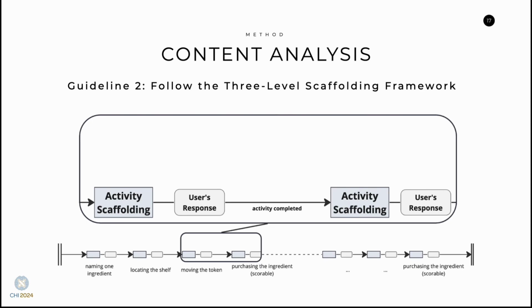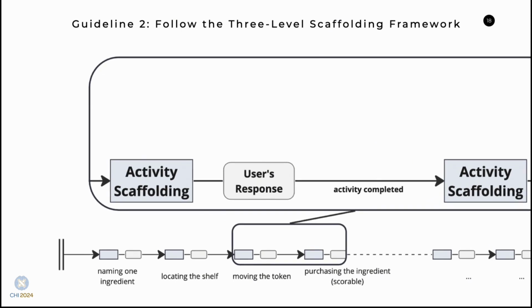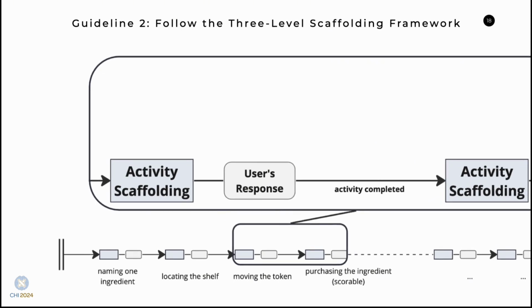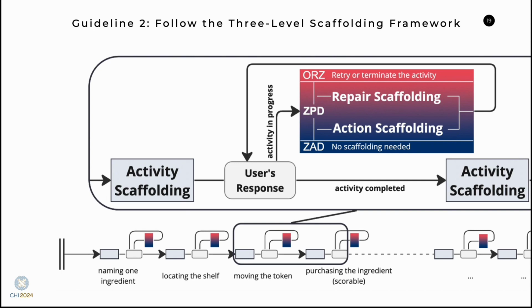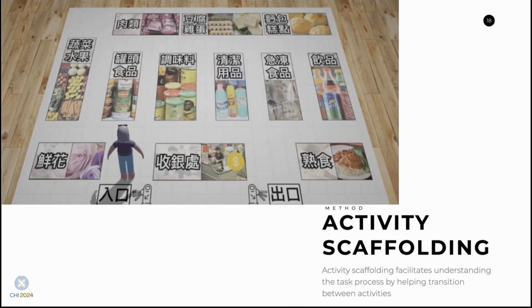If the user's response provides enough information to complete the activity, the CA uses activity scaffolding to transition to the next activity. Or, the CA applies action scaffolding to prompt for further information to complete the activity. When the subject continuously responds mistakenly or signals difficulties, repair scaffolding can be applied. Let's watch a demo of the activity scaffolding.